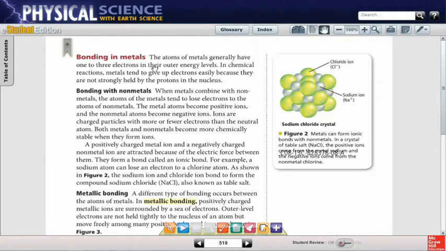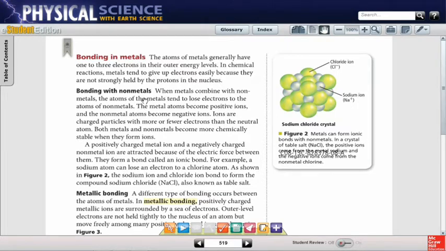Okay, the atoms of metals generally have 1 to 3 electrons in their outer energy level. Okay, 1 to 3. That's what they usually have. In chemical reactions, metals tend to give up electrons easily because they are not strongly held by the protons in the nucleus. Now remember, the protons are positive and the electrons are negative. That's what causes them to attract. But sometimes that attraction holding them together is kind of weak, is what it's saying.